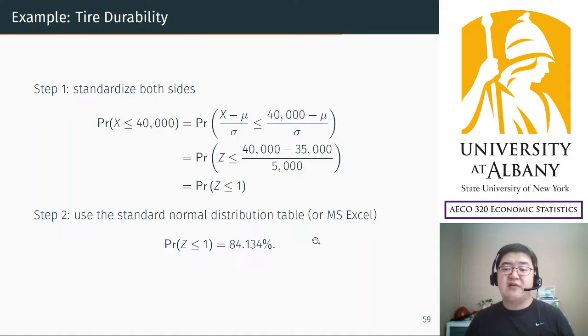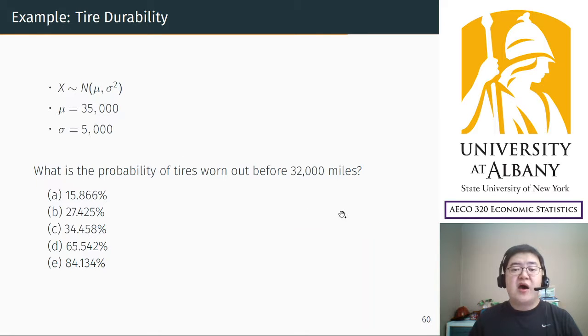You can use Excel or you may use a distribution table, and from the table you can easily find the probability smaller than 1 equals 84.134%. We have done this in an earlier slide, so I believe it's easy enough. Now try this. It has the same structure, the same question, pretty much the same with different numbers. By the way, the parameters are the same. But now I'm asking you the probability smaller than 32,000.